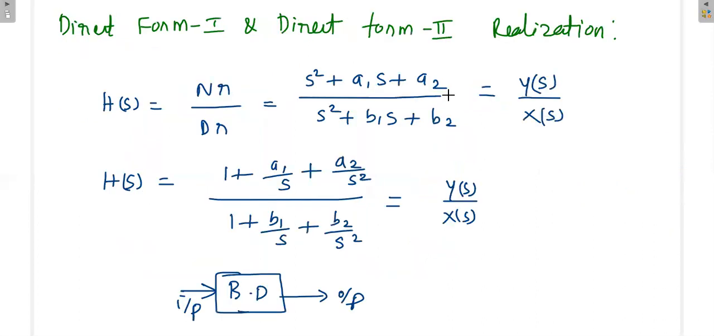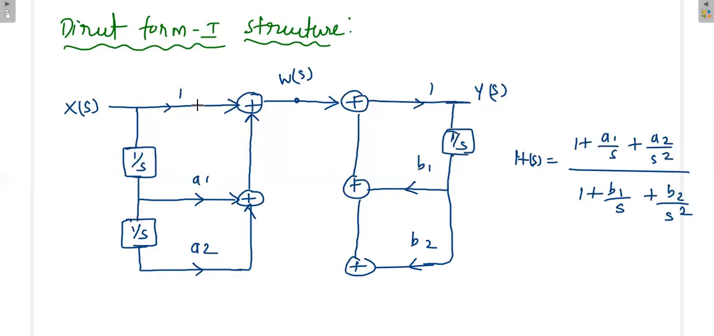X(s) is going to be here, Y(s) will be going here. That means the numerator coefficients will be interacting with the input, and the denominator coefficients will be interacting with the output. So the same coefficients we are using here: a1, a2 on the input side, and b1, b2 on the output side. But we have realized this equation in terms of this form, and if you convert this into an equation you have to get the same equation.